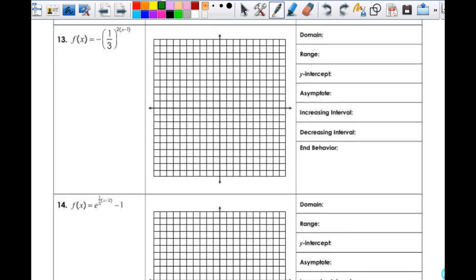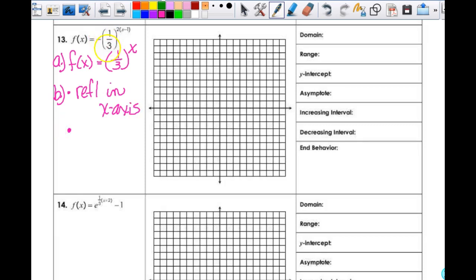All right, number 13. So we've got my parent function being f of x equals what? Good, 1/3 to the x power. So then the transformations, this negative is going to be a reflection in what? The x-axis. And then the 1/3, that's my base, it doesn't count. 2 is going to be what? Good. Horizontal compression, good, because x lies. Horizontal compression by a factor of 1/2, good. And then I'm going to translate where? Right 1, good.